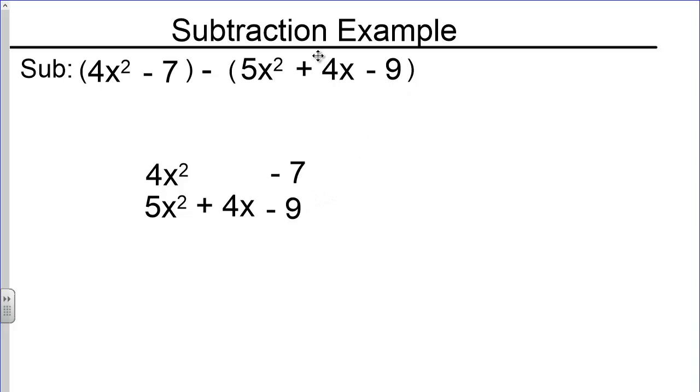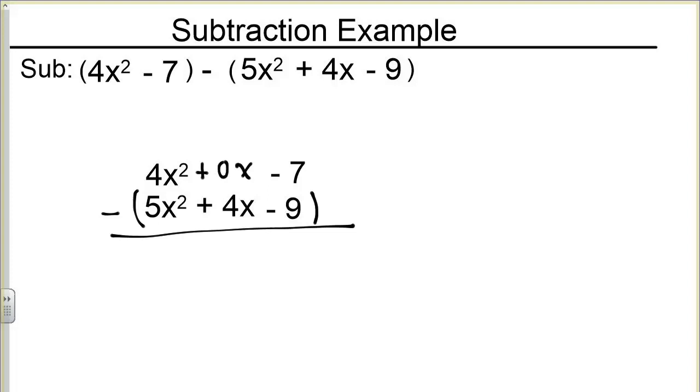And here's where you have to be really careful. I do want to subtract this, so I'm going to put a bar here. I'm going to put parentheses around the outside and put a minus inside here. And I'm also going to put a placeholder of 0x to the first power here. And then I'm just going to read this off.